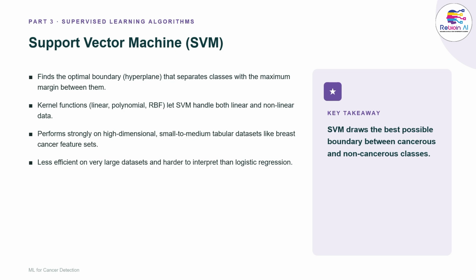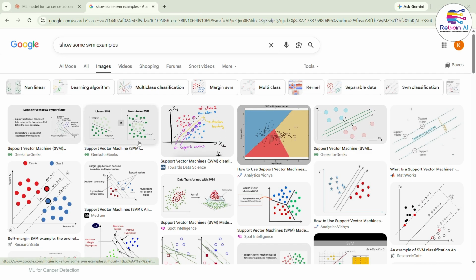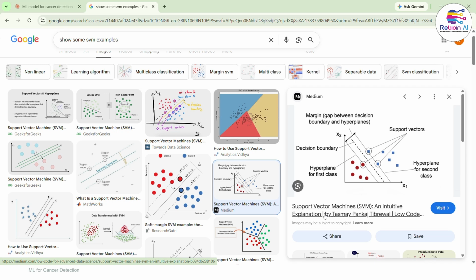Let's just look over it. So here you can see this is the hyperplane, also called the decision boundary. Here the red color is class 1, the blue color is class 2, and these lines are called support vectors. And this is a non-linear SVM. This is a linear SVM. Let's understand it more clearly.